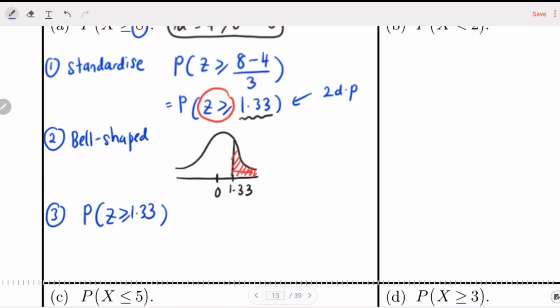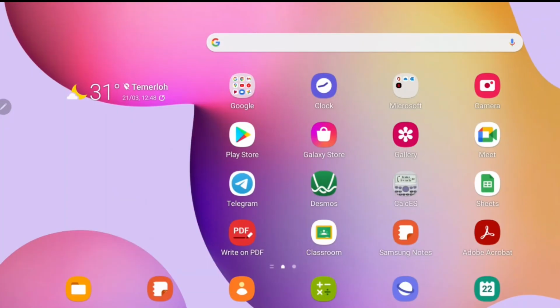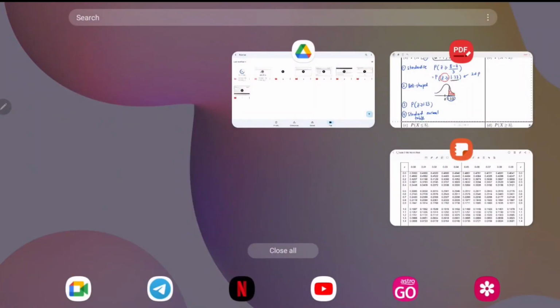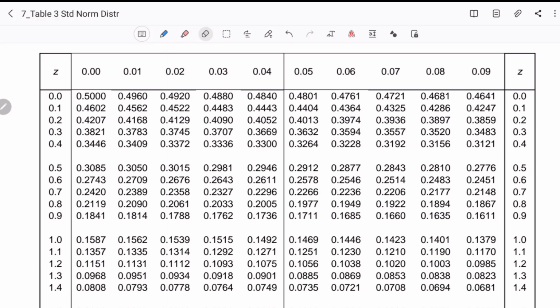Right? Doesn't need to put the 1 minus since we didn't shade the middle part of our bell shape. So just take this value, z greater than or equal to 1.33. And then for the last part, we are going to look at the standard normal table. Standard normal table. So to take a look at the standard normal table and find the value for 1.33.